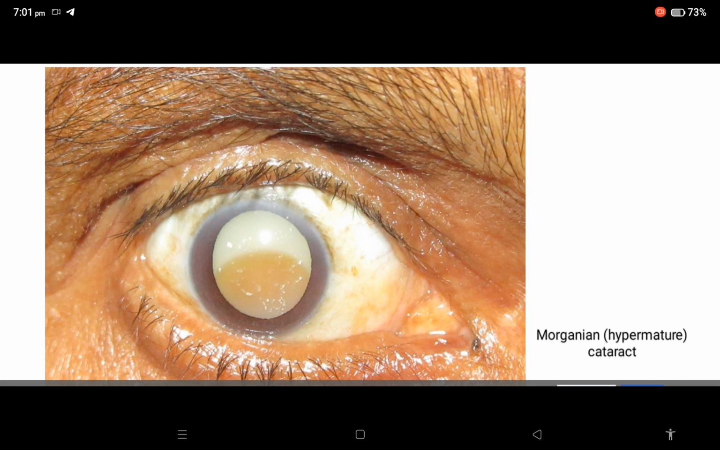Then this is the image of Morgagnian cataract. In Morgagnian cataract, the color of the nucleus has changed. It is also known as hypermature cataract.